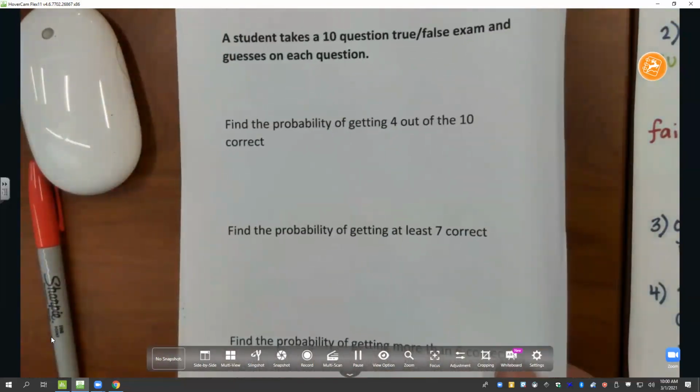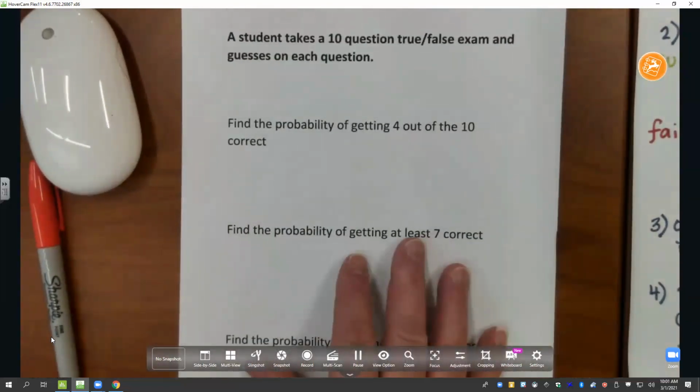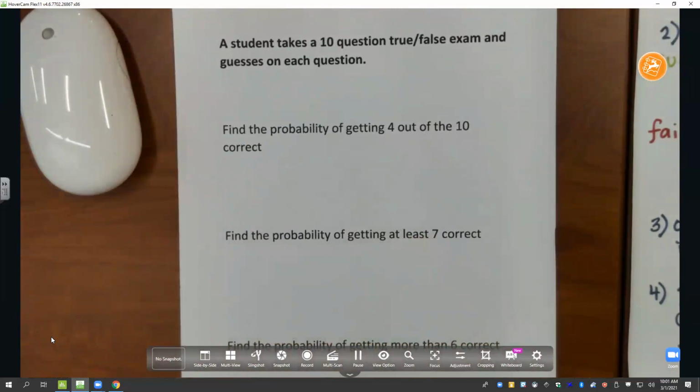Okay, so here's our first scenario. A student, or let's say you, are going to take a 10-question true-false exam, and you forgot to study. So you're going to guess on each question.